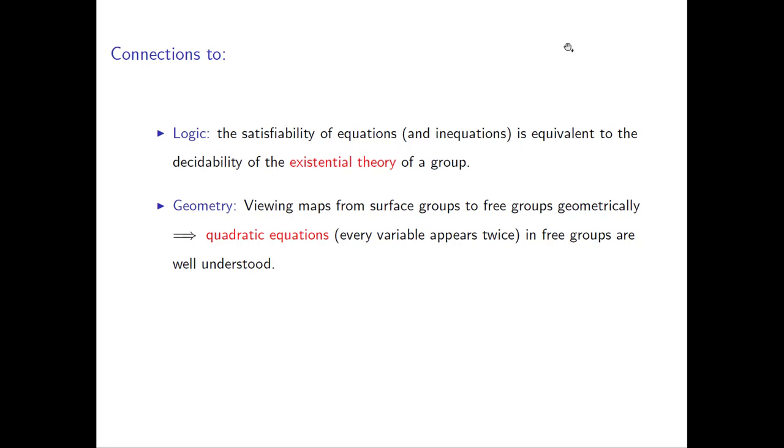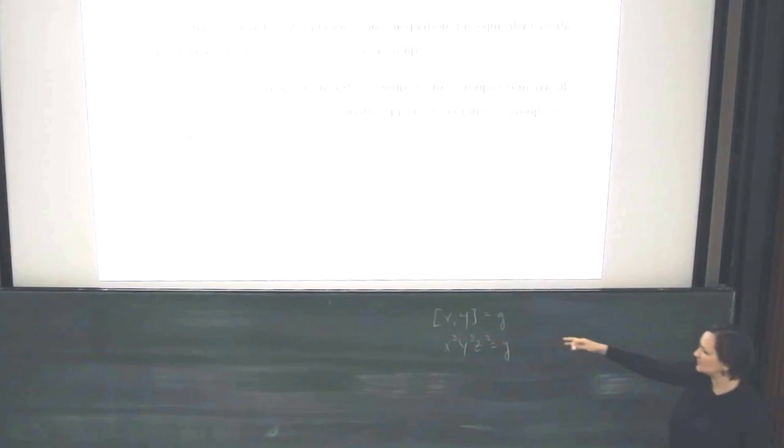So quadratic equations are exactly like what I showed you: things like several products of commutators or products of squares. Here it's related to understanding curves on surfaces and looking at very nice maps. And again, there's a way to solve these equations that doesn't require all the Makanin-Razborov technology or other very difficult algorithms.